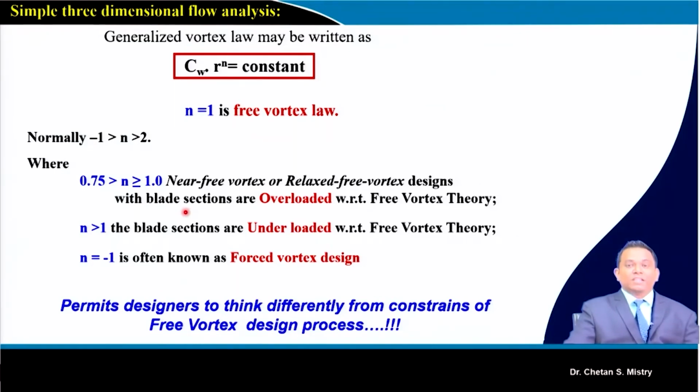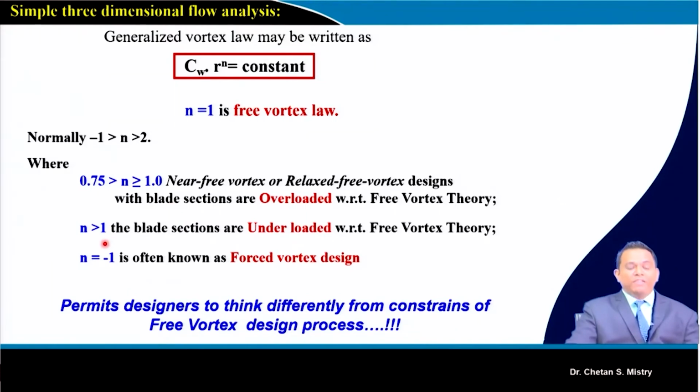If we assume our n in the range of 0.7 to nearly 1, that gives a relaxed free vortex design, and that gives an overloaded blade design. This is very important when we discuss the design aspects. All the designs we have discussed up till now are subsonic compressor designs. We also discussed the contra-rotating configuration in the sense of a subsonic configuration.